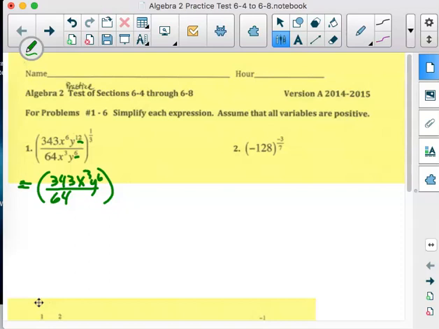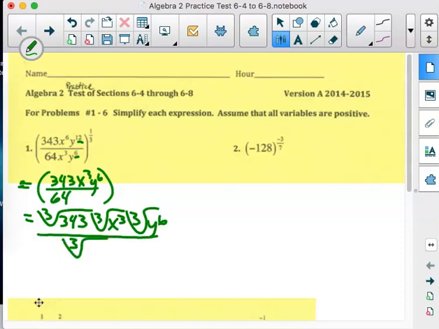That's cool. And now I have to remember what 1/3 power is. Talk to your chicken wing elbow partner. What does 1/3 power stand for? The root is where? On the bottom. So this is really the cubed root of 343, the cubed root of x to the third, and the cubed root of y to the sixth, all over the cubed root of 64.